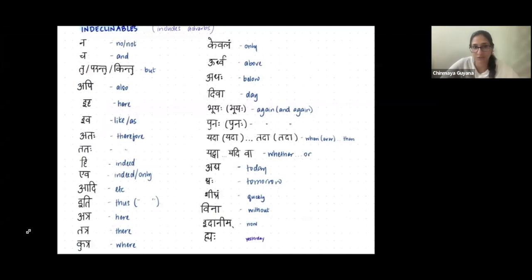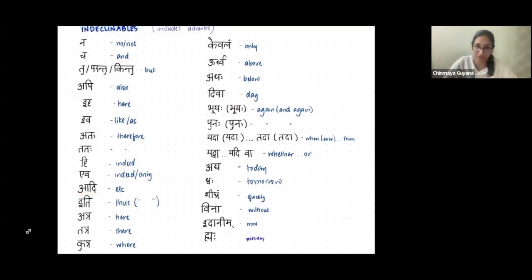Na means not or no. Cha means and. Tu, parantu, kintu all mean but. Api means also. Iha, here. Iva, like or as. Ataha, therefore. Tataha, also therefore. Hi, indeed. Eva means indeed or only.